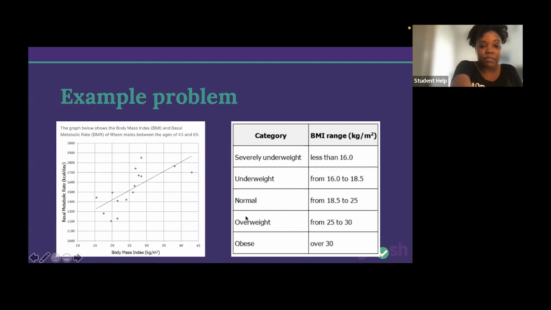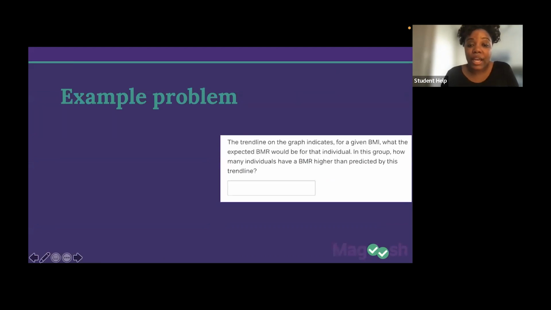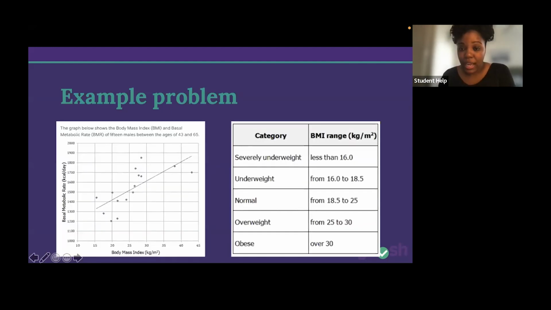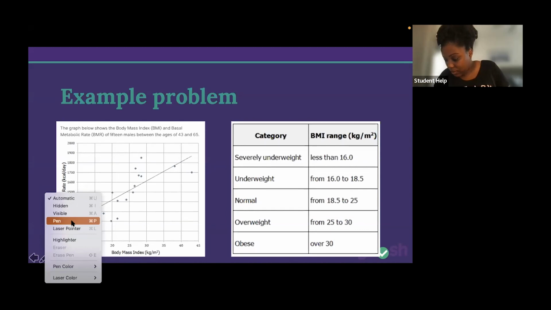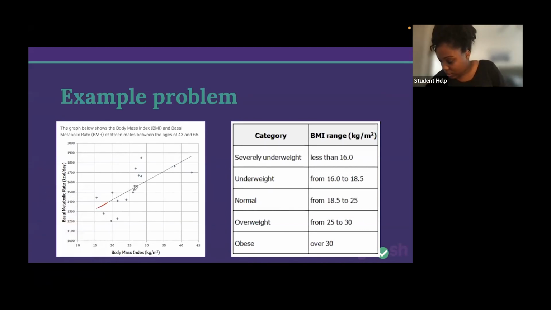And as you know, we looked at the BMI, BMR, and we looked at our charts. So the very first question says, the trend line on the graph indicates for a given BMI what the expected BMR would be for that individual in this group. How many individuals have a BMI higher than predicted by this trend line? Okay, so here's the trend line.